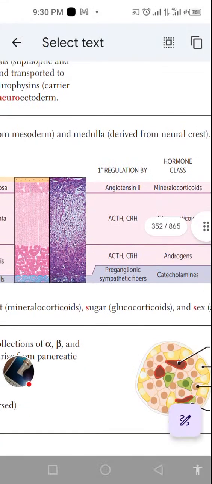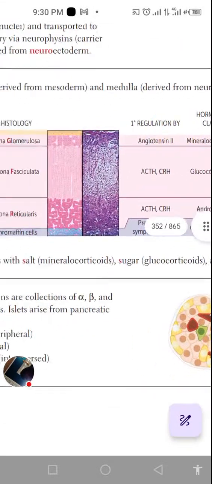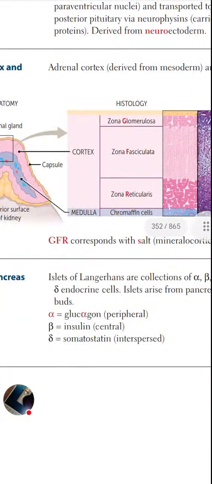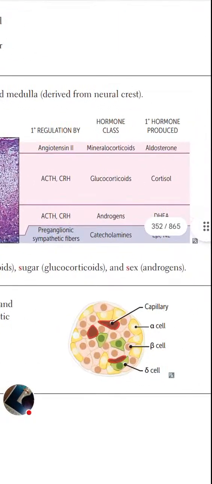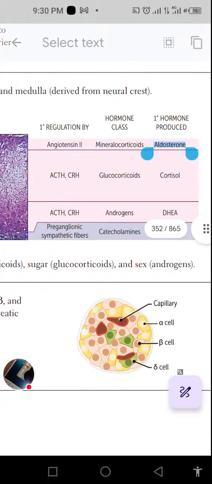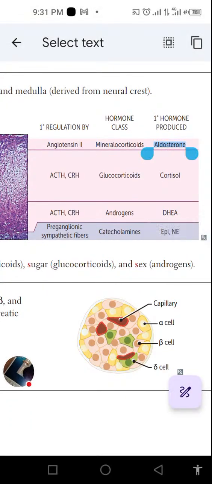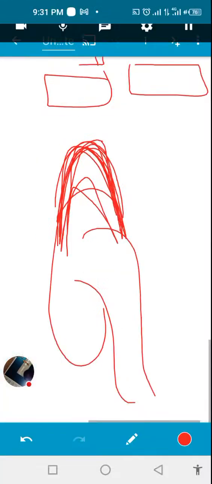Catecholamines, epinephrine and norepinephrine, help in contraction of the heart. We will be looking in depth at how these work. So zona glomerulosa releases aldosterone, fasciculata releases cortisol, and zona reticularis releases DHEA hormone. So in this way, these hormones work.